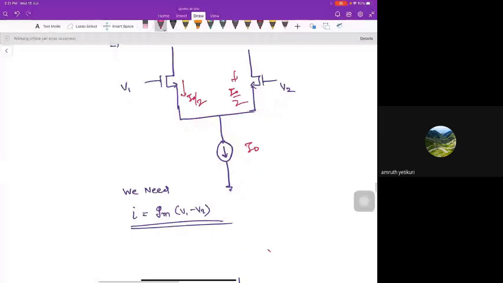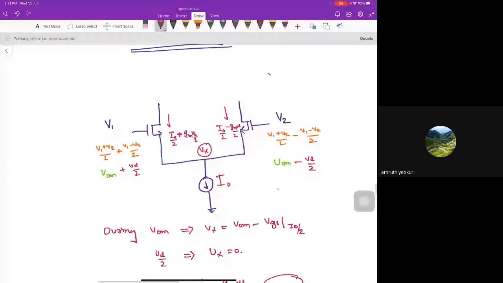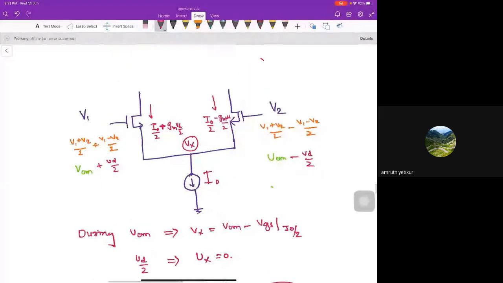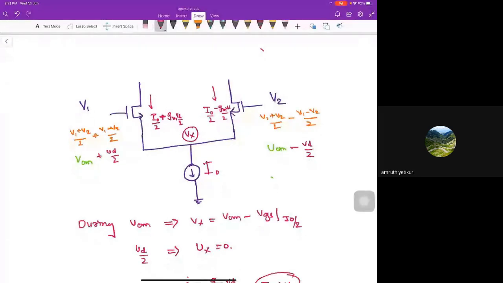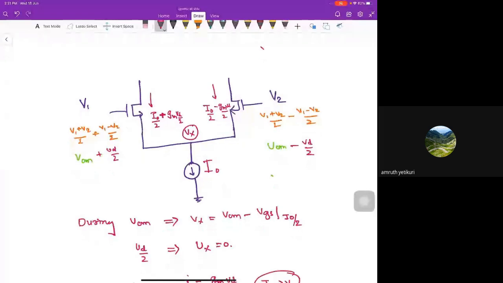Let's assume this, and analyze it in a differential manner. If I have V1 and V2, I can decompose V1 into the average term, (V1 plus V2) by 2, plus (V1 minus V2) by 2, and V2 as (V1 plus V2) by 2 minus (V1 minus V2) by 2. So (V1 plus V2) by 2 is nothing but the average value, the common mode voltage. And (V1 minus V2) by 2 is the difference voltage, VD by 2. So here is VCM plus VD by 2, and here is VCM minus VD by 2. So I can decompose these things.